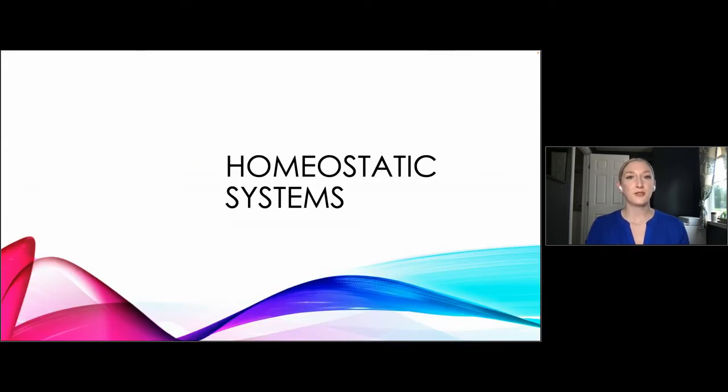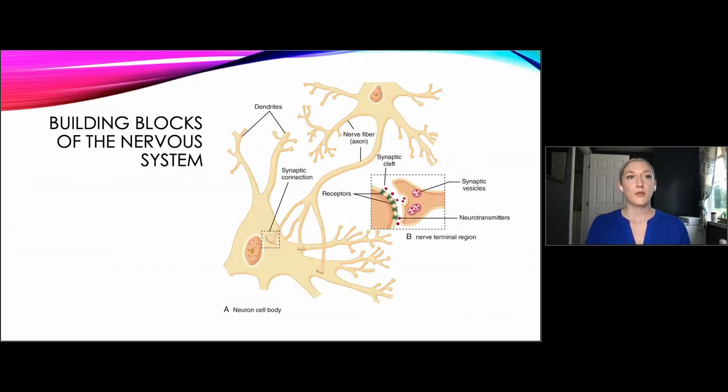So let's go into homeostatic systems. When we look at the building blocks, the nervous system is composed of the brain, spinal cord, and neurons that connect our organs and tissues. It also allows the organism to receive information about the internal and external environment and to respond appropriately.